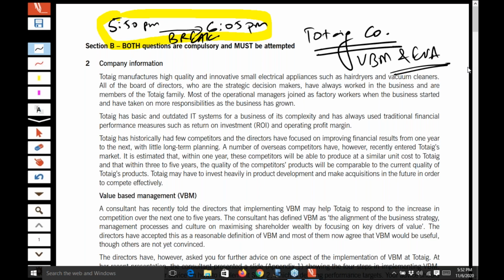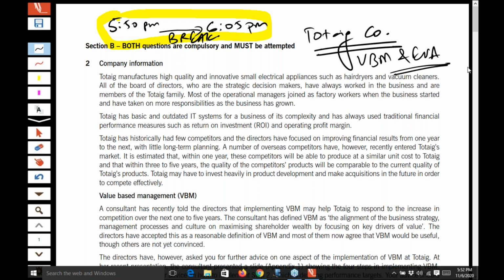Okay, now let's talk about this question, the name of which is Totac company. There are two aspects that are being covered with respect to this question. What exactly are they? One of them is about value-based management and the other one is about EVA.